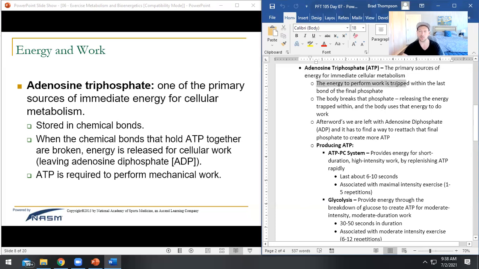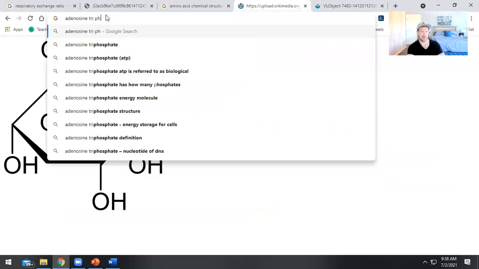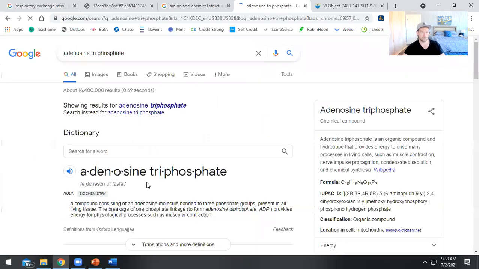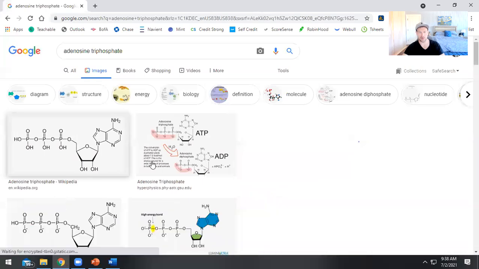So the energy to perform work is trapped within ATP. We store energy within the chemical bonds of an ATP molecule. And so when we look at ATP, it looks kind of like this, right?